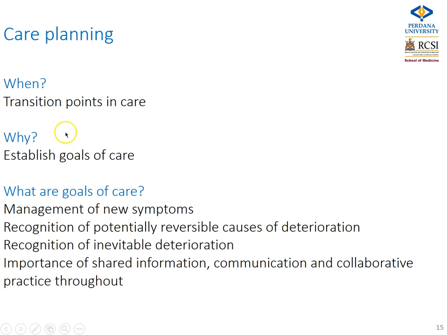It's very important to establish goals of care, like how new symptoms will be managed, recognition of potentially reversible causes of deterioration. So, for example, a patient with lung cancer develops worsening breathlessness. Clinical examination is important here to rule out a pleural effusion, and the finding of a pleural effusion means, well, this can be aspirated and this will improve the symptom of breathlessness. Sometimes there is an inevitable deterioration in the patient, and with experience, physicians come to differentiate this from a reversible cause of deterioration. Essential throughout is shared information, good communication, and collaborative practice.